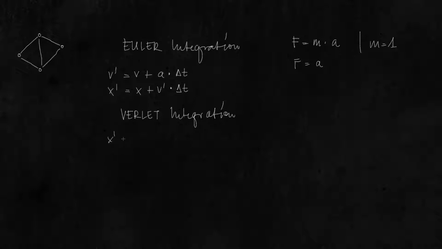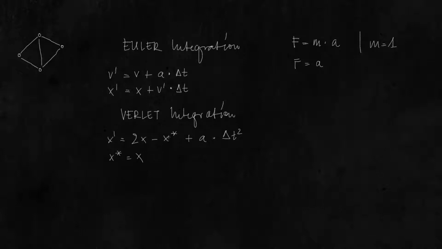x prime is 2x minus x star, and this is the previous position of the particle, plus acceleration times delta t squared. And then, of course, we have to update the previous position. So the new x star will be the x from this simulation step. This is Verlet integration. And you see, we have no velocity here.